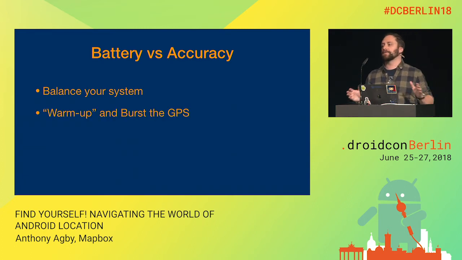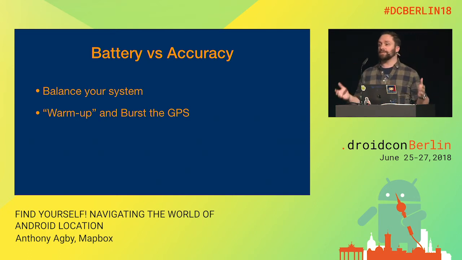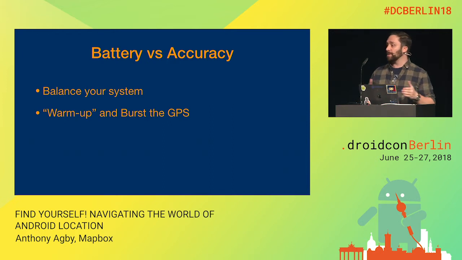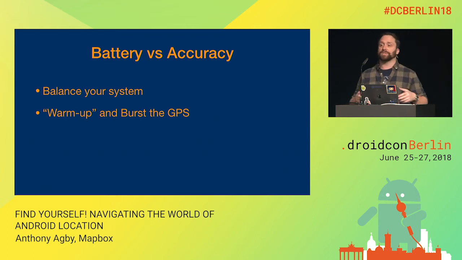So one feature that I have noticed and worked on is basically the warm-up and burst of GPS data. What this basically means is you turn the GPS on for a long period of time until it's actually warm. This is usually about 30 seconds. And I know that sounds long, but this is specifically for longer periods of time of location tracking. So a fitness route, a navigation route.